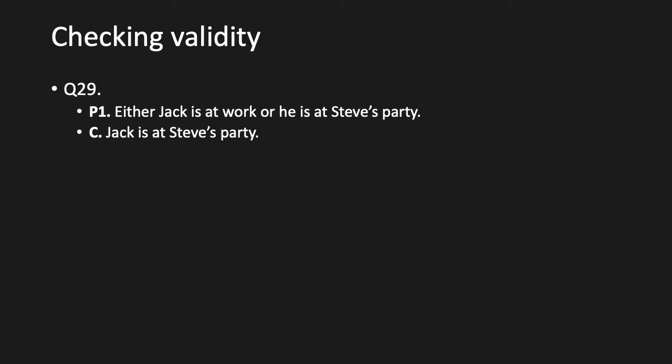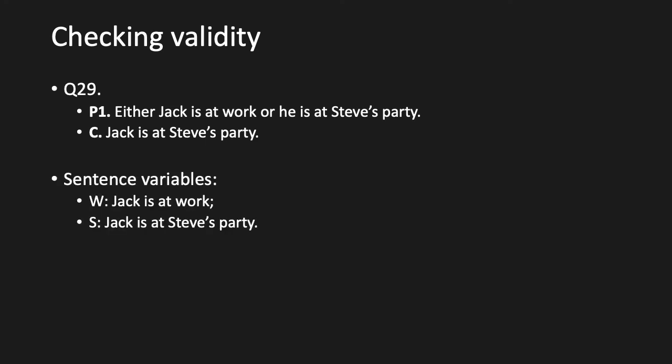Let's turn to checking validity. So here's question number 29. Premise 1: either Jack is at work or he's at Steve's party. Conclusion: Jack is at Steve's party. Of course, we should first introduce sentential variables. W: Jack is at work. S: Jack is at Steve's party. Then the translation is straightforward.